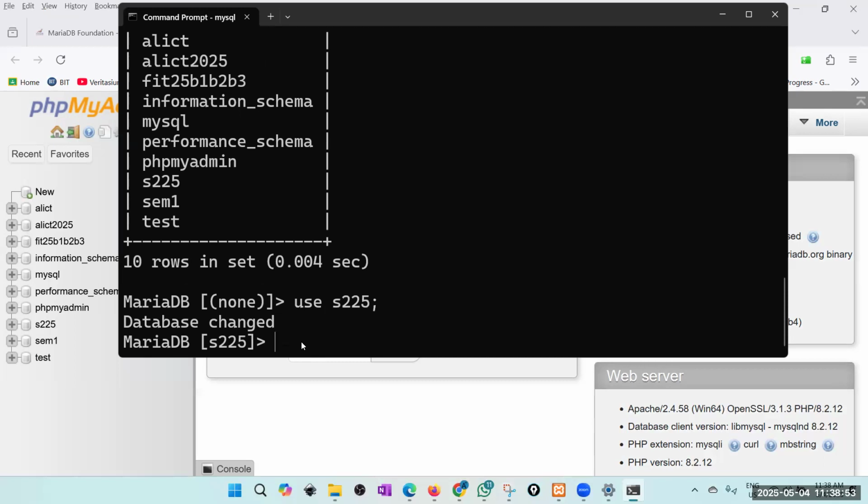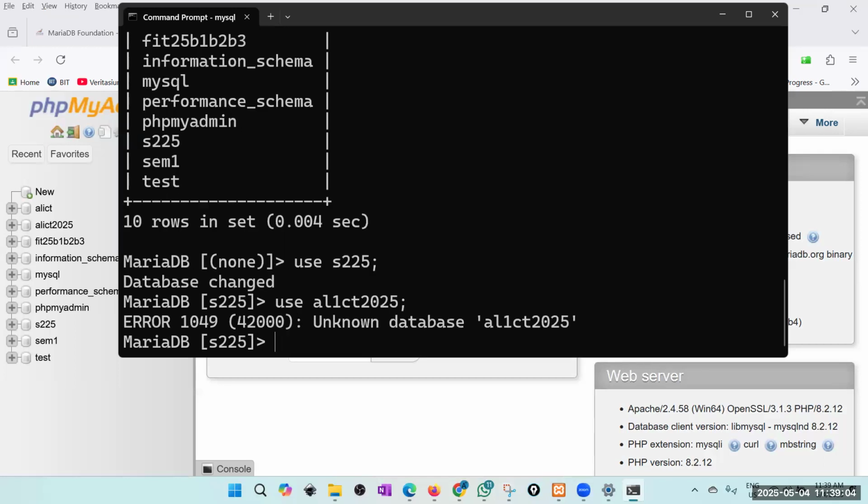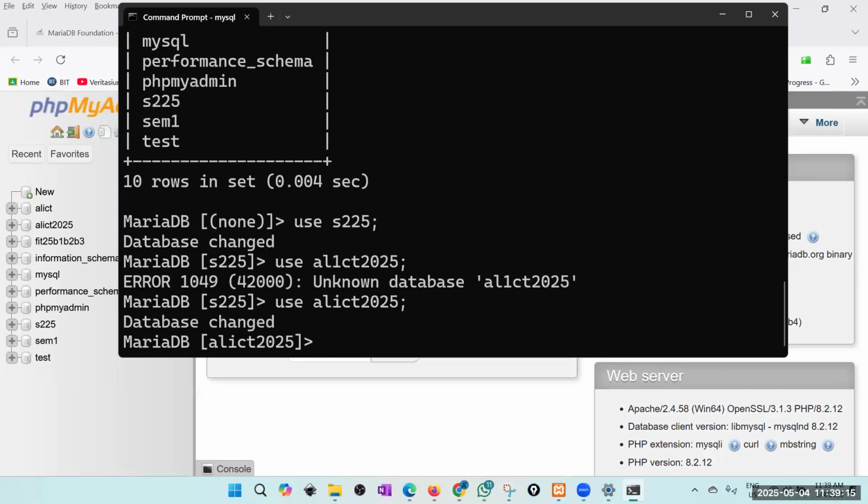For example, I can say use A-level ICT 2025. Okay, I think I made a mistake. A-level, yeah, ICT 2025. So database changed. So now I am in the A-level ICT 2025 database. Okay, so I connected to that because it has some tables.